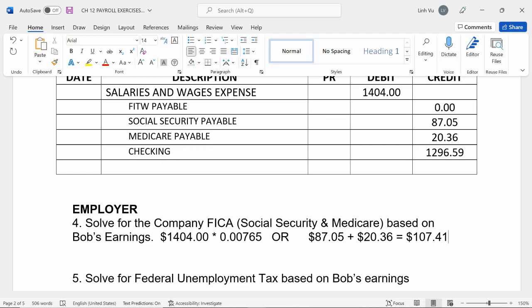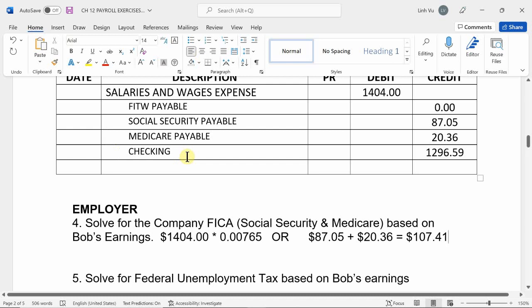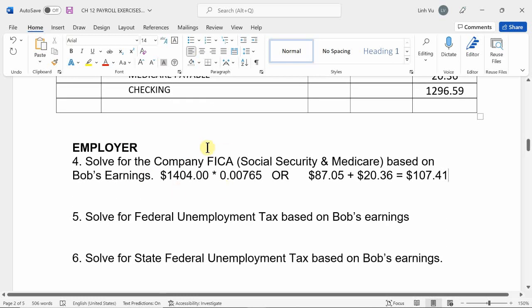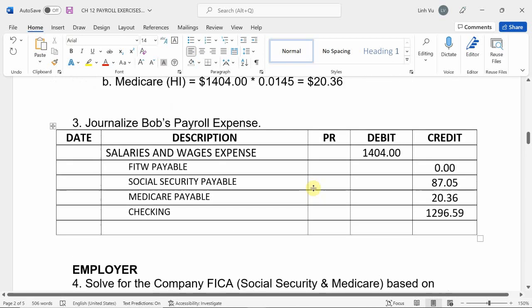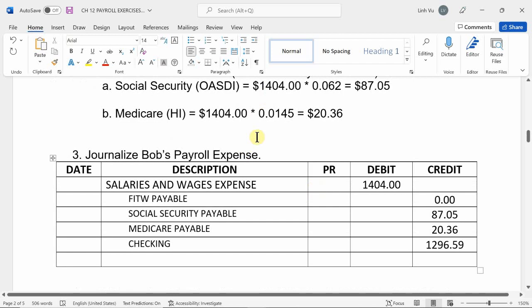Yes. Okay, $107.41. Okay. Good. So that's the FICA. So again, you can either do this, or we already solved it for above here. You just add these two numbers together. Or if they require you to have it separate, then keep it separate. Okay.